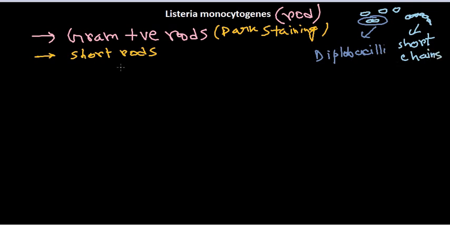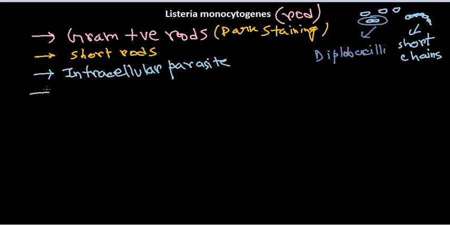Another thing is that they are intracellular parasites. That means they never come out of the cell to infect. They can only infect cells when they are inside. So they are intracellular parasites in nature, and they are catalase positive, and they have movement.